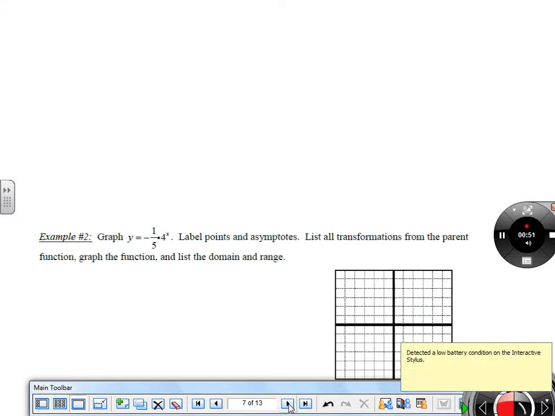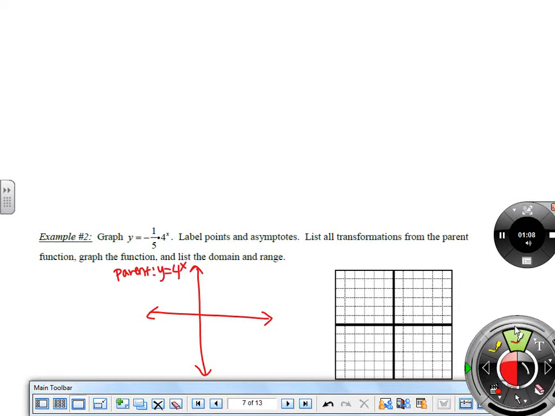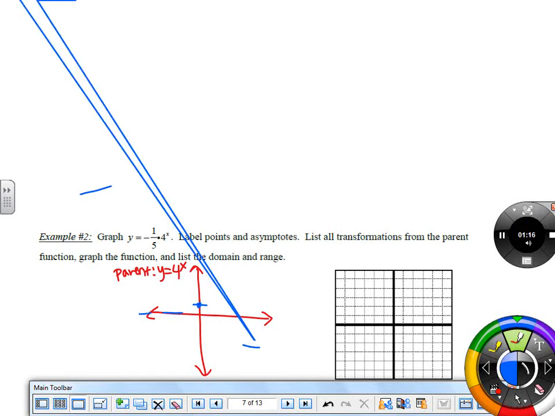All right, now we're going to graph negative 1/5 times 4 to the power of x. So first of all, understand that the parent function is just y equals 4 to the power of x. And we have those basic features that we expect from an exponential growth graph. So we have the point at 0, 1. We have the asymptote.